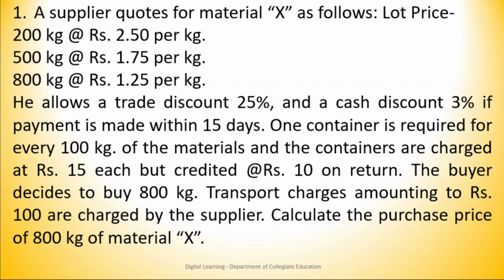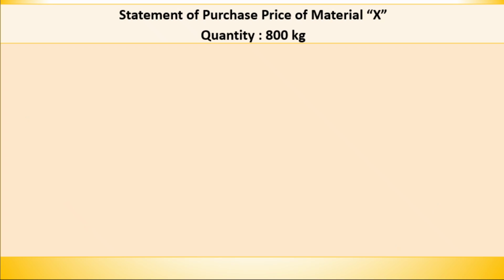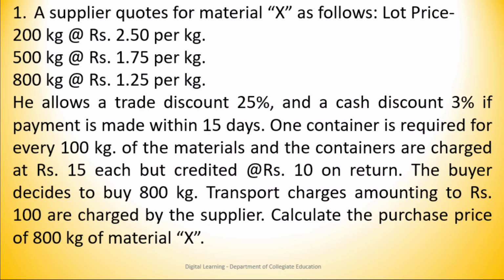One container is required for every 100 kg of material. The containers are charged at rupees 15 each but credited at rupees 10 on return. The buyer decides to buy 800 kg. Transport charges amounting to rupees 100 are charged by the supplier. Calculate the purchase price of 100 kg of material X.